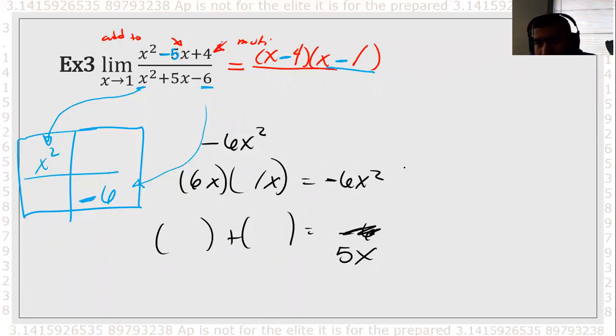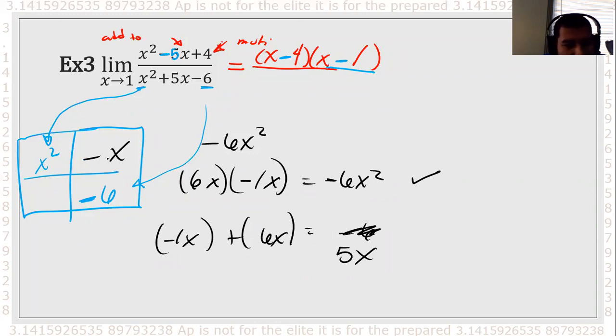And everyone in the chat box is saying that it's going to be a -6. So let's go ahead and check that out. So 6x times -x gives me -6x squared. So that works. So let's go ahead and add them together. Negative x, right? -1x plus 6x, and it gives me a +5. That works for me, guys. Way to go. So -x and 6x.